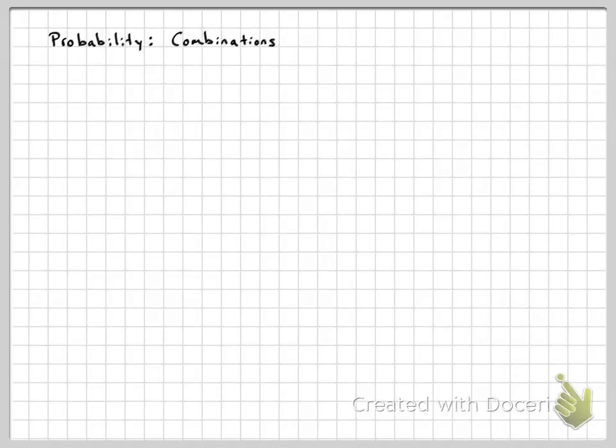Good day, everyone. We're getting down to the final stretch here. So this is the last lesson before our next quiz. All right, so we're still in probability, but now we are doing combinations.